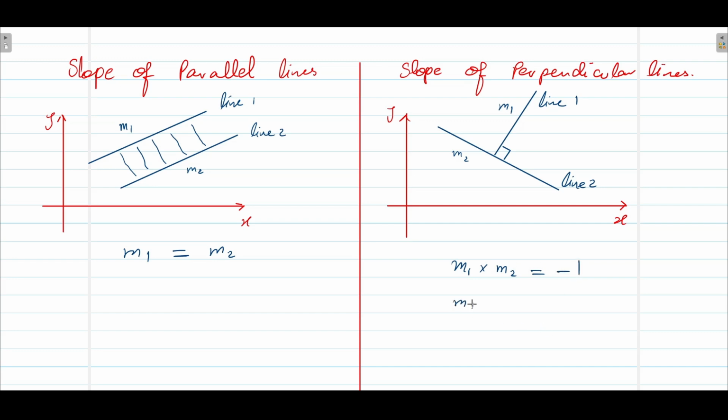Or maybe we can say that m1 will be equal to -1 over m2. Or we can even say that m2 will be equal to -1 over m1. So sometimes we can even say this as m1 and m2 are the negative reciprocals of each other. Or just to make things really simple, you can just say that m1 times m2 is equal to negative 1. Or you can say the product of the two slopes will always be equal to minus 1.